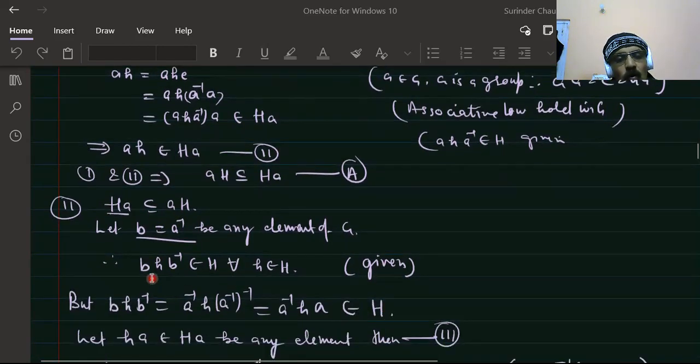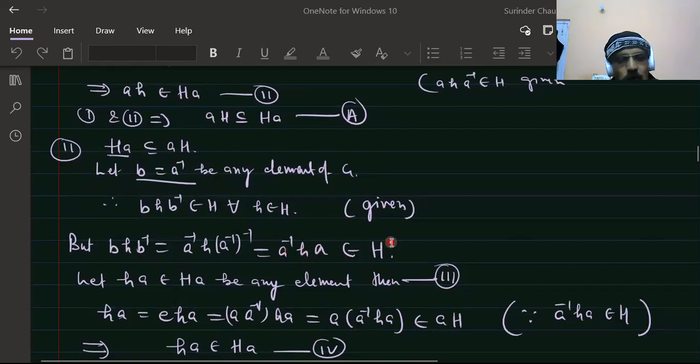Now substitute the value of A from here. B H B inverse is equal to A inverse H, the inverse of A. This becomes A inverse H A. A inverse H A belongs to H. A inverse A belongs to H. So this becomes inverse B, and this belongs to H. Therefore, we substitute the value. So we come to the conclusion that A inverse H A belongs to H.